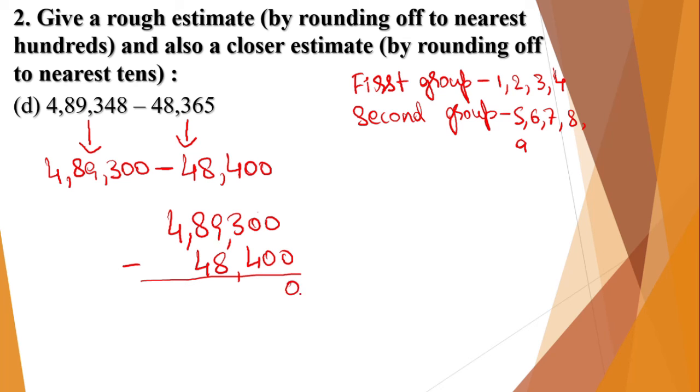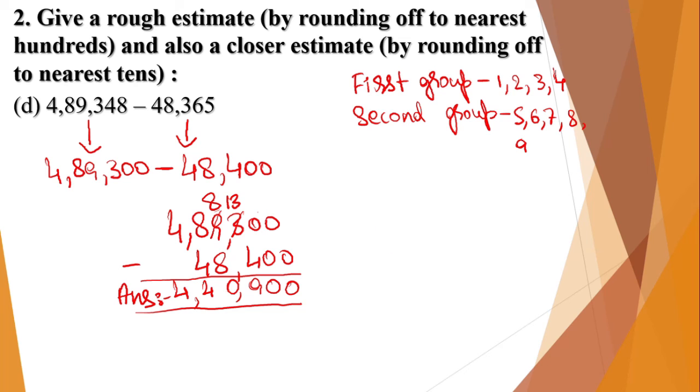Now 0 minus 0 is 0 only. And again 0 minus 0 is 0. And 3 minus 4 is not possible. So we will borrow. So 9 will become 8, and 3 will become 13. And 13 minus 4 is 9. And 8 minus 8 is 0. And 8 minus 4 is 4, and 4 will come as this. So we will get our answer as 4,40,900. So this is our answer for nearest hundreds.